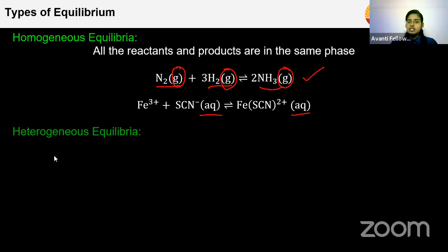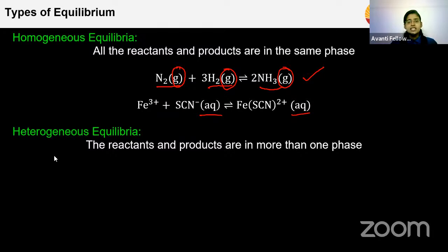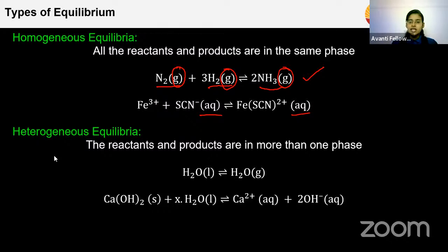And heterogeneous means the phase will be different. The reactants and products are in more than one phase. For example, H2O in liquid state is in equilibrium with H2O in gaseous state. So here the reactant and product are in different phases. And in the second reaction, we have calcium hydroxide, which is in solid form, and it is treated with water, which is in liquid form, to produce calcium ion and hydroxide ion, and those ions are in aqueous form. So in the last reaction, we have more than two phases, actually three phases. So it is an example for heterogeneous equilibrium.